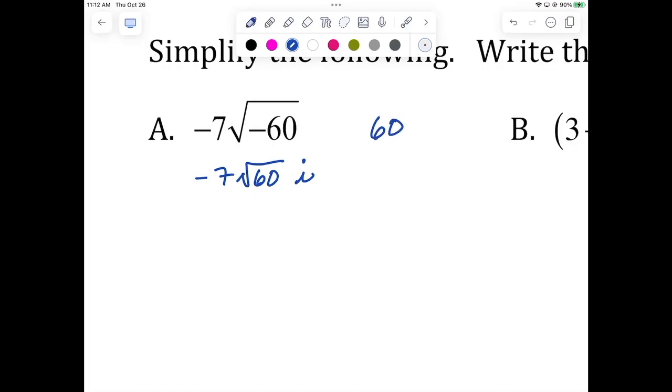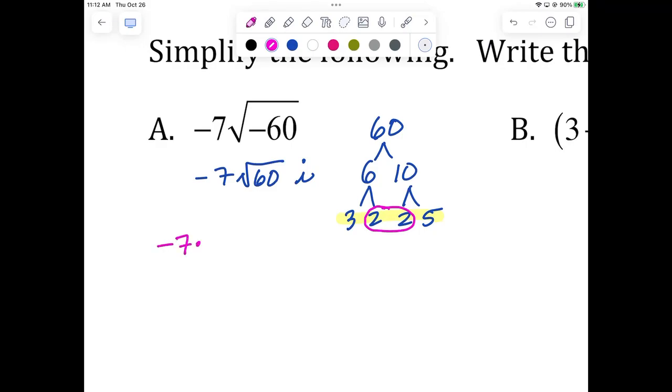So I go off to the side, and I get the prime factorization of 60. It's 6 and 10. That's 3 and 2. This is 2 and 5. There's the prime factorization right there. I look for pairs of factors. Pairs of factors. There's a pair of a factor right there. So I can pull. I'm going to come over here.